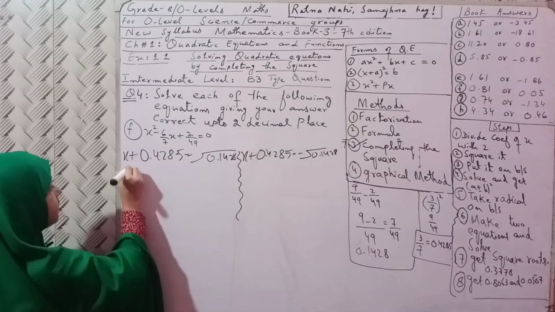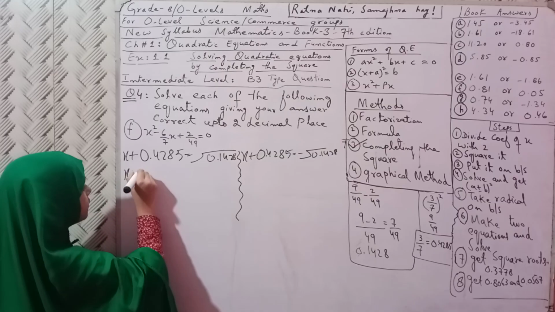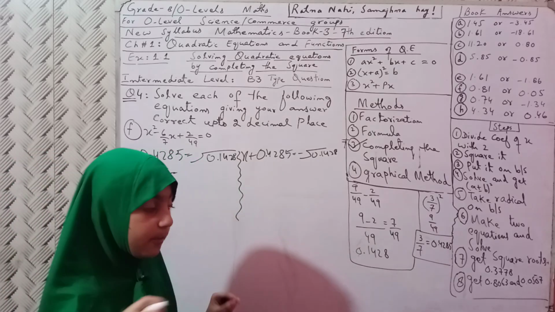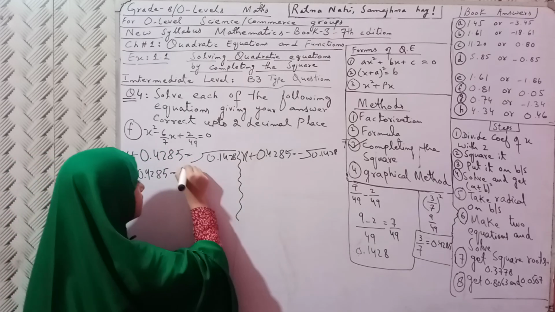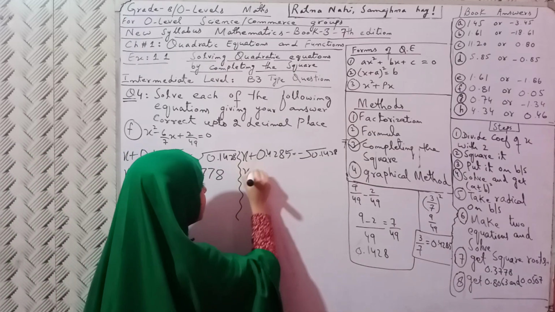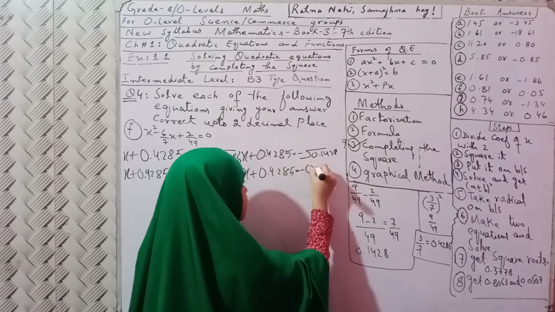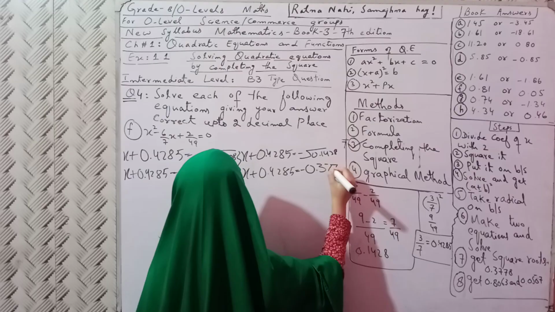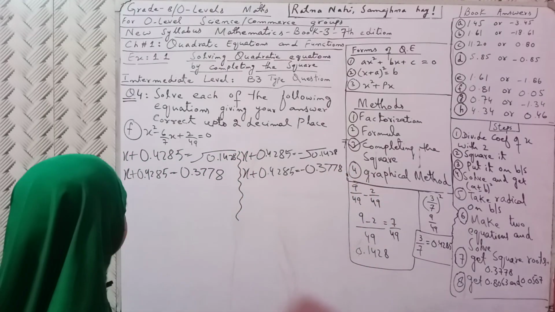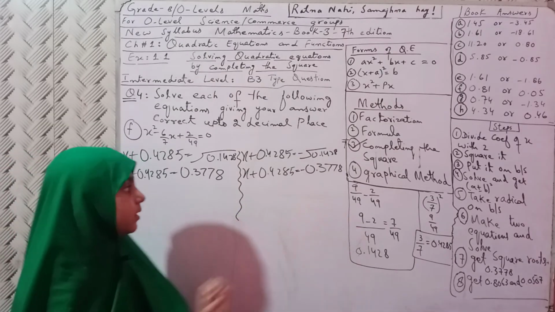So here will come x plus 0.4285 is equal to 0.3778. Here will come x plus 0.4285 is equal to minus 0.3778. Okay, we can solve both sides. Now we can solve. So this will go there and this will go there.